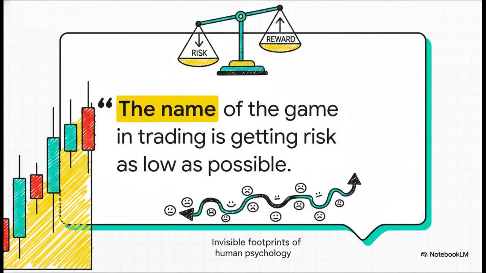So the crucial point is captured perfectly in this quote. The name of the game in trading is getting risk as low as possible. Chart patterns are the mechanism to achieve exactly that. By understanding this visual language, you're empowered to look at market charts not as chaotic lines, but as highly readable stories of human emotion. So I'll leave you with this. The next time you open up a stock chart, will you just see math and random zigzags, or will you see the invisible footprints of human psychology playing out right in front of you?